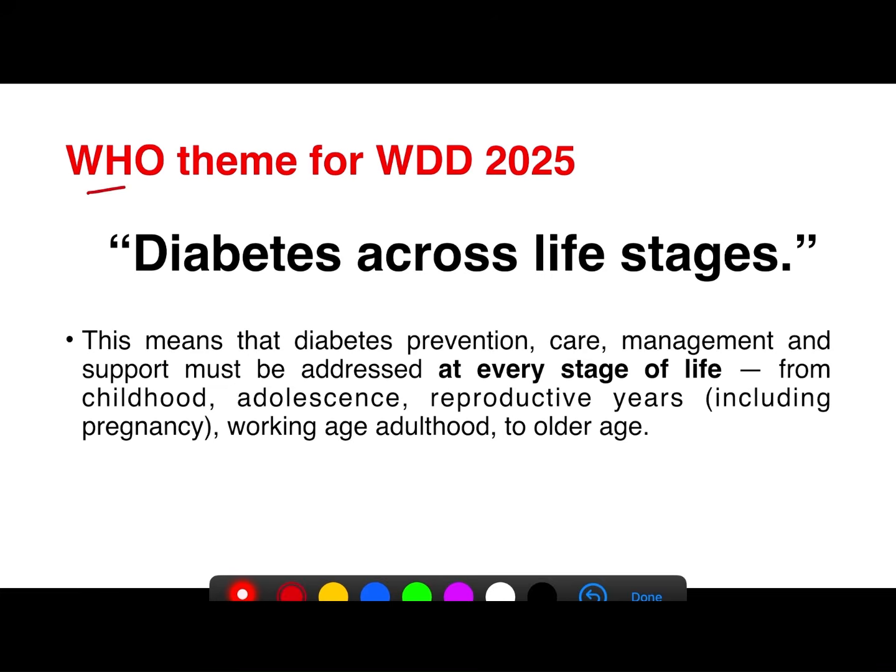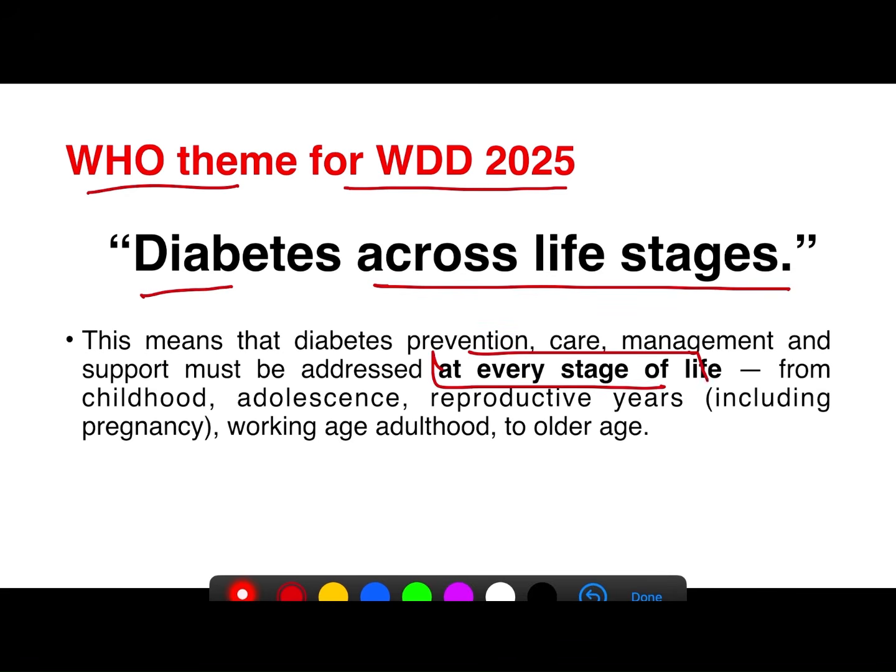The WHO theme for World Diabetes Day 2025 is diabetes across life stages. This means diabetes prevention, care, management, and support must be addressed at every stage of life, from childhood, adolescence, reproductive years, including pregnancy, working age adulthood to the older age group.